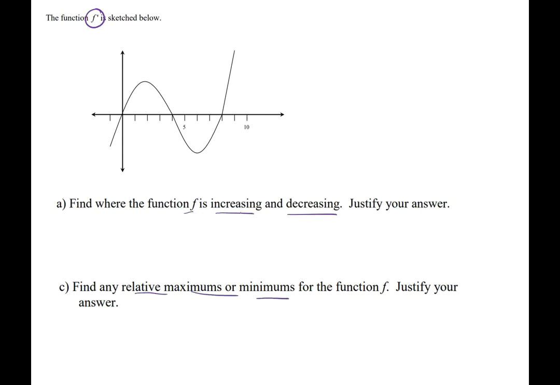Because increasing and decreasing and relative maxes and mins come from the first derivative, these are things that match. And when it matches, we look for zeros on the graph, and we look at above and below on the graph when we are trying to draw our sign chart. So let's start our sign chart off here.